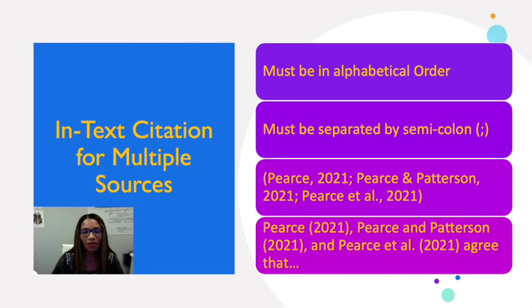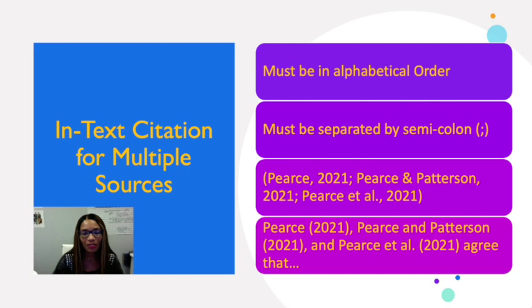For example, if I have three articles and I wanted to do in-text citations for all three of these articles, here it is. I have the Pierce 2021 separated by a semicolon, and then I list the second source, the year, the third source, and the year. And this will be the end-of-the-sentence citation style.